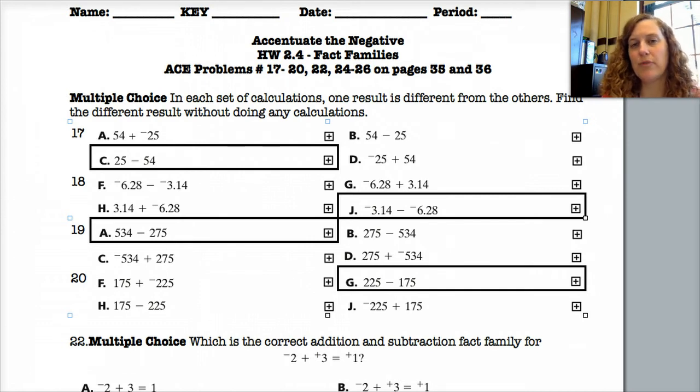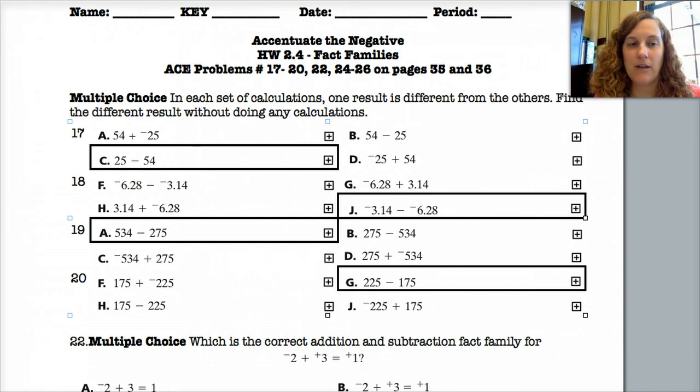For example, 2 plus 3 equals 5, 3 plus 2 equals 5, 5 minus 2 equals 3, 5 minus 3 equals 2. And the only reason why we talk about these things is because sometimes they help you solve problems easier. If you're given a subtraction problem and you know the equivalent addition problem, it might make it easier to solve.